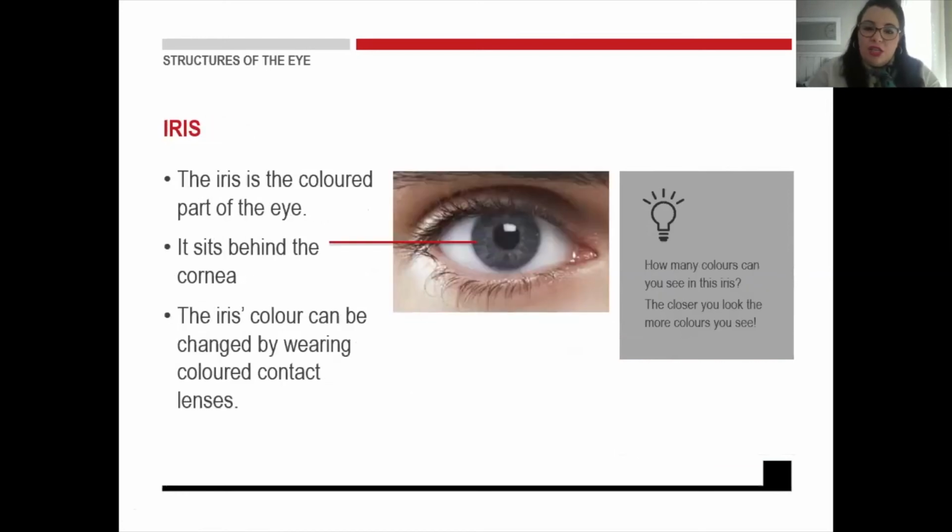Okay, the next structure is going to be the iris. Now, the iris is the colored part of the eye, and it sits behind the cornea. So you get people with different colored eyes, blue, brown, green, and they can wear contact lenses to change the color of their irises. So that's the portion that's giving you your eye color.